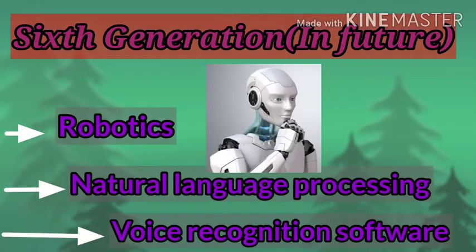Next, sixth generation, in the future. Here they try to introduce voice recognition. That means a computer can take dictation and recognize words. Computers have the ability to learn a variety of advanced algorithms. Here nanotechnologies are used, along with the continuation of natural language processing. Next, robotics. That means it involves the design, construction, operation and use of robots.